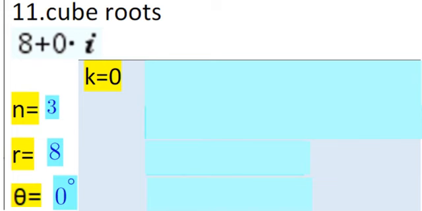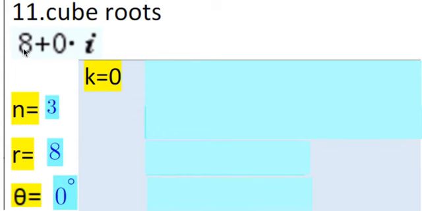Okay, number 11, we're finding cube roots of the complex number 8 plus 0i. So the first thing we need is n. In this case, if we're talking about cube roots, that's to the third power or to the third root. So n happens to be 3 because it's cube roots, not square roots.